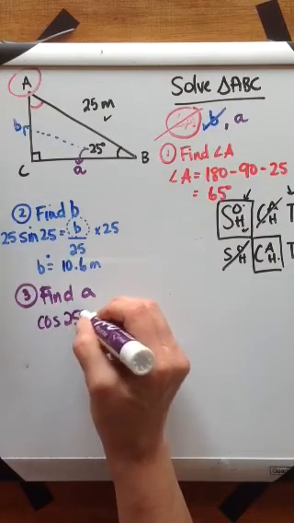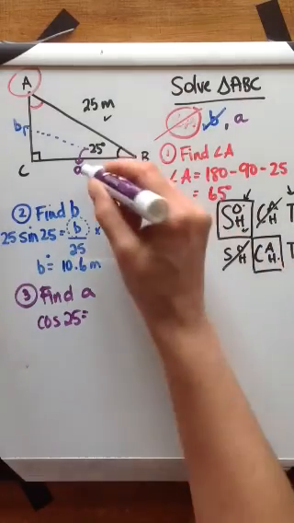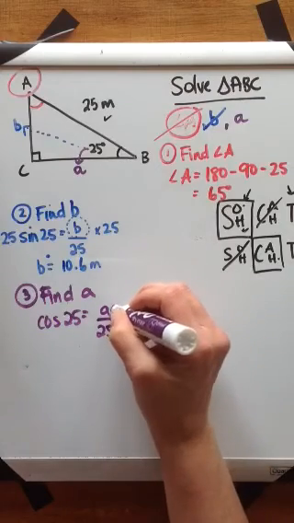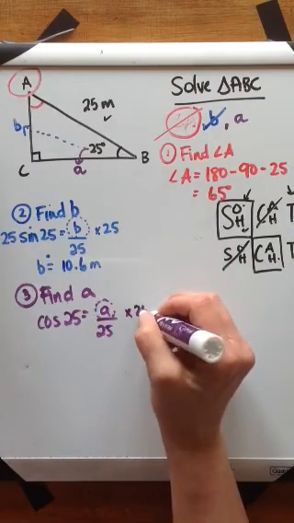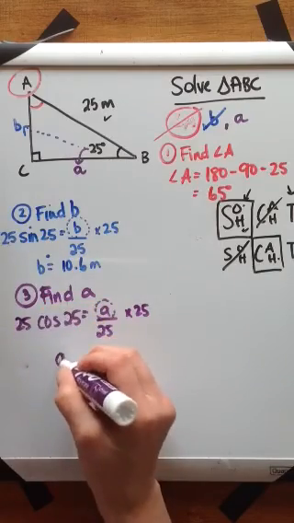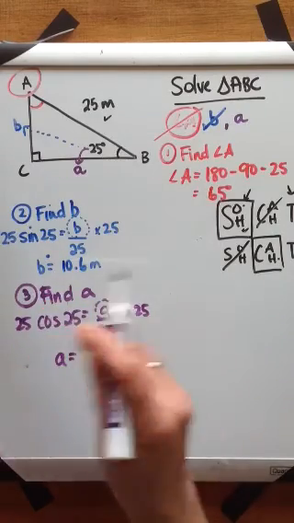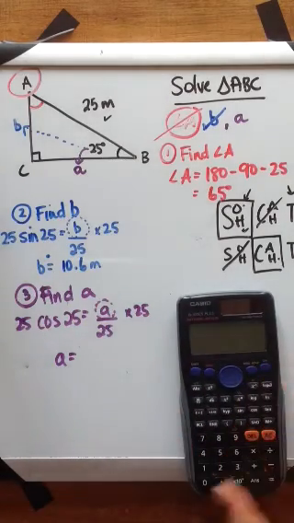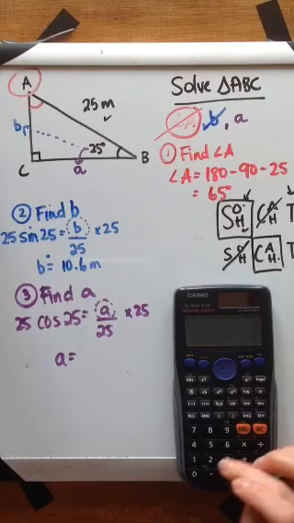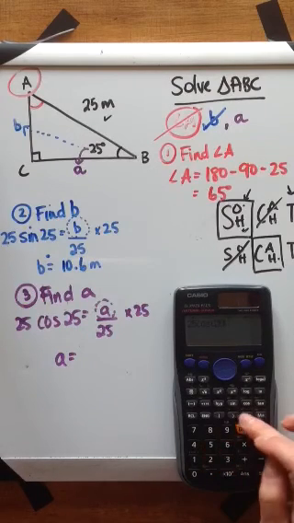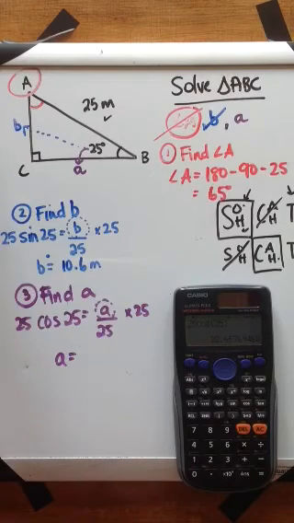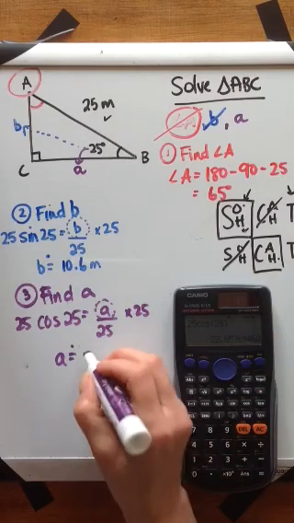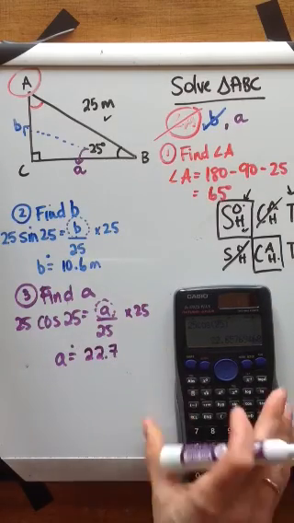Cosine of 25 is equal to adjacent over hypotenuse, or little a over 25. We can solve for A by multiplying both sides by 25. So A is equal to, and again, see how slick this is as opposed to writing out the Pythagorean theorem, rearranging, solving, square rooting, and so on. It's beautiful, okay? So 25 cosine 25 is equal to a side length of approximately, if I go to the nearest tenth, I'm going to have to round it up, 22.7 meters.